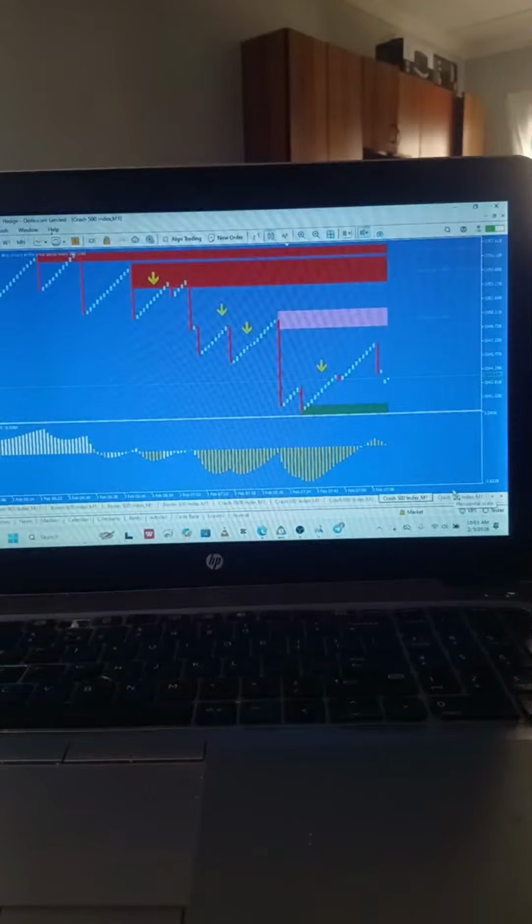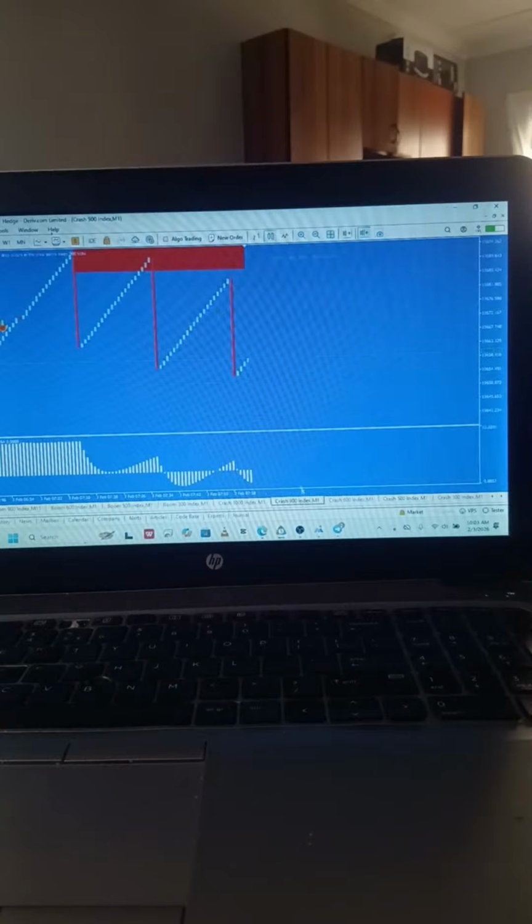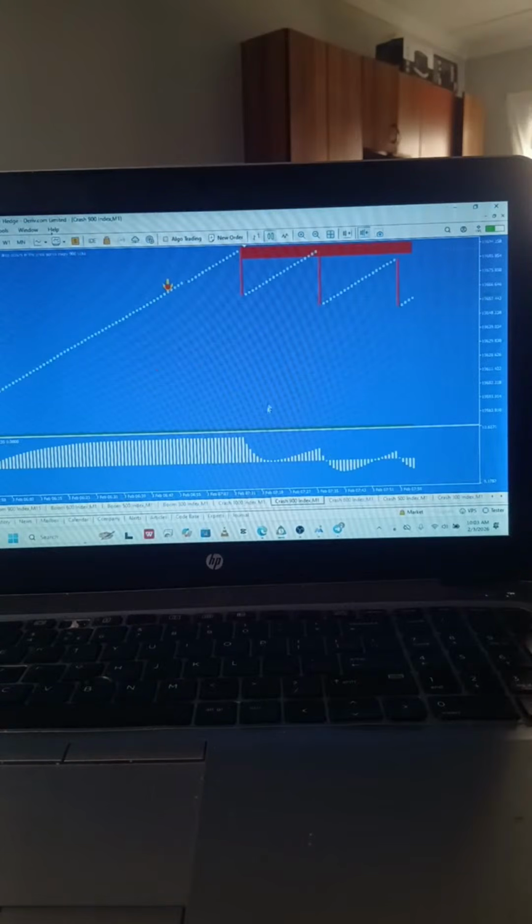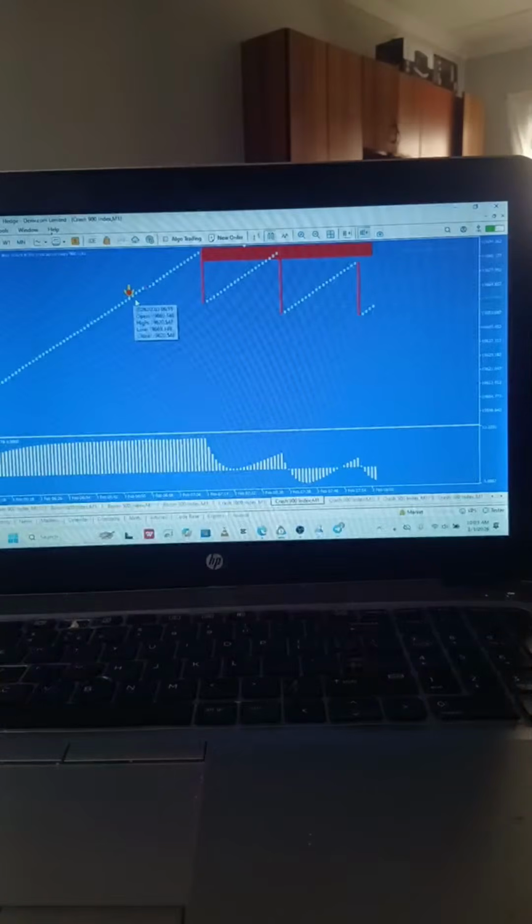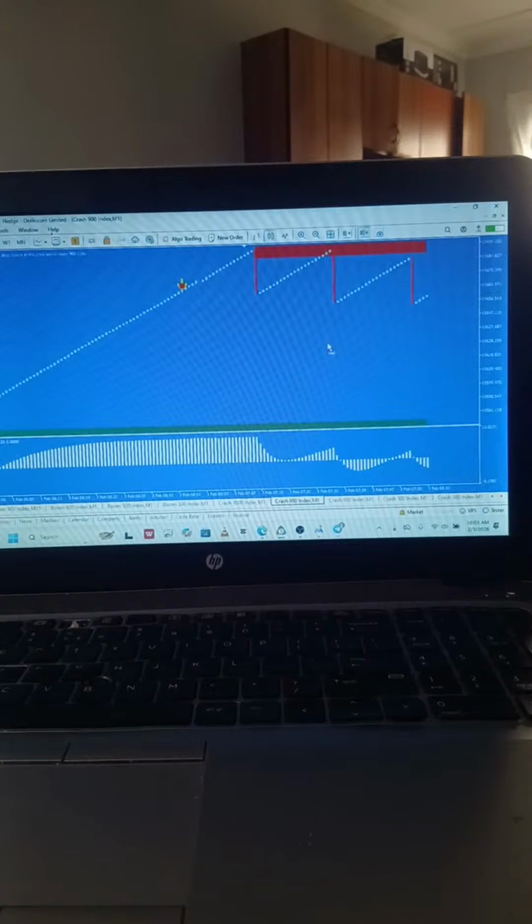Crash 900, I think it has been spiking. We were able to catch the first spike using our spike detector. You can see we're still holding this particular trade. Why? Because we know that multiple spikes are going to occur in this particular trade.